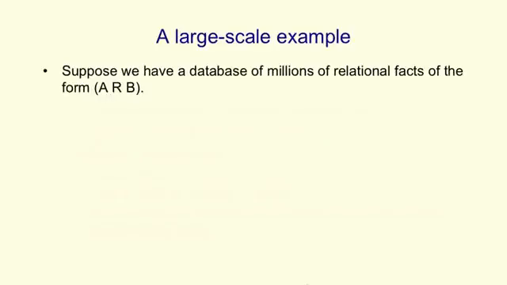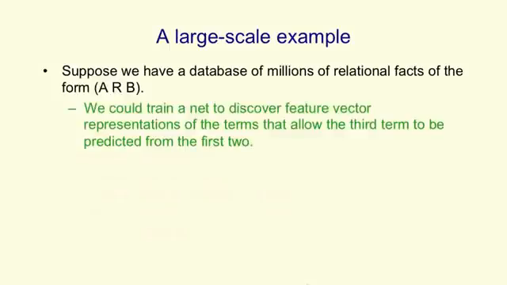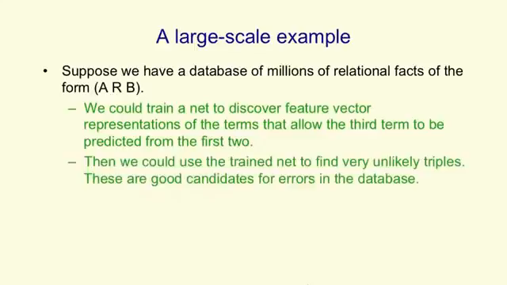Now we have much bigger computers and we have databases of millions of relational facts, many of which are of the form A, R, B. A has relationship R to B. We could imagine training a net to discover feature vector representations of A and R that allow it to predict the feature vector representation of B. If we did that, it would be a very good way of cleaning a database. It wouldn't necessarily be able to make perfect predictions, but it could find things in the database that it thought were highly implausible.